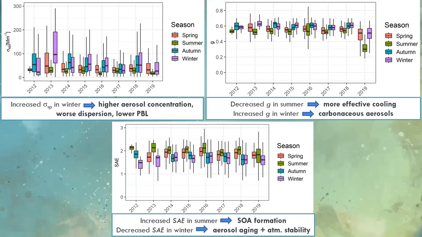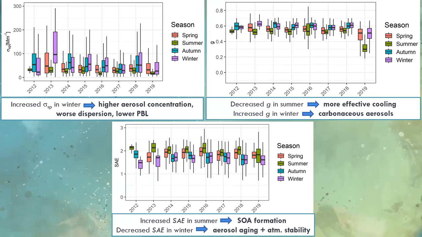In the first graph, you can see an increased total scattering coefficient in winter, the purple color, which could be caused by higher aerosol concentration because of worse dispersion and a lower planetary boundary layer during winter. In the second graph, you can see the asymmetry factor G decreasing in summer, which implies that there is more cooling potential in summer compared to winter, where it increases. And this is mainly caused by the presence of carbonaceous aerosols from residential heating, which are mainly absorbers.